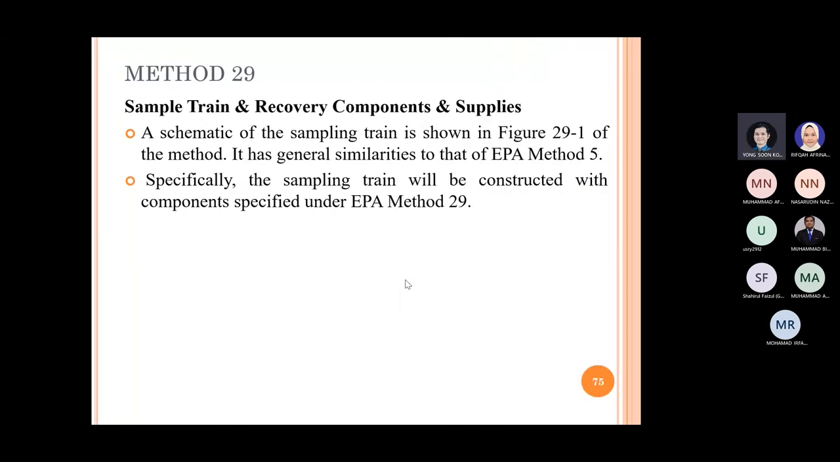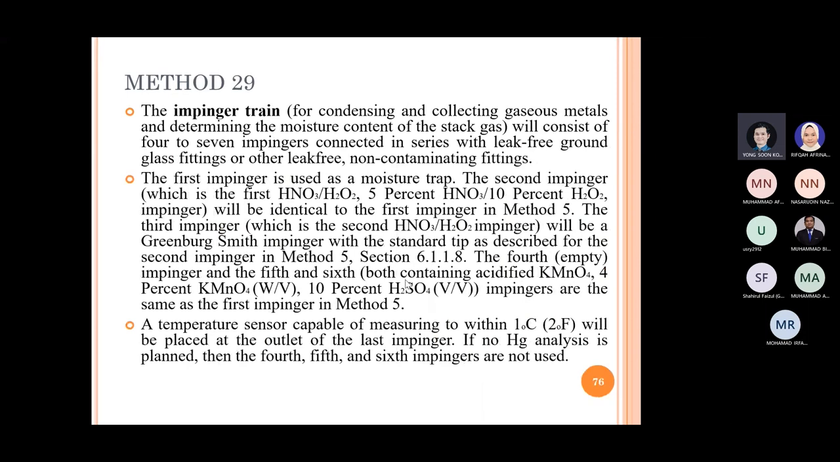So here they will follow this method. So after you sample with method 5, then the particulate will be collected and continue to method 29. So like I said, the impingers collect the other gases to be measured. But as far as this heavy metal is concerned, you will need to digest the particulates, total particulates that you have collected.